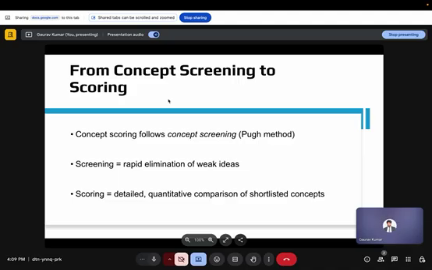So in a systematic design context, screening acts as a gatekeeper while scoring acts as a decision validator. This two-level structure reflects how industrial design teams move from broad exploration to refined selection in a scientifically defensible manner. Okay.